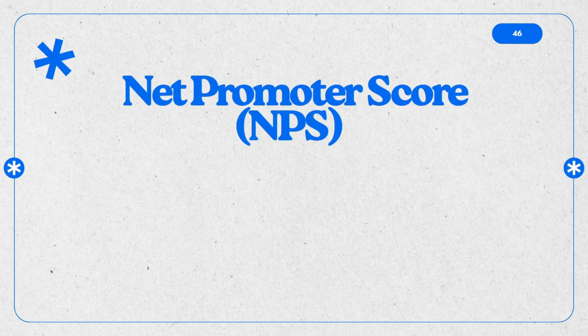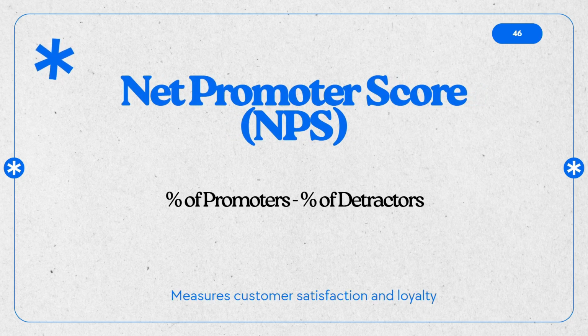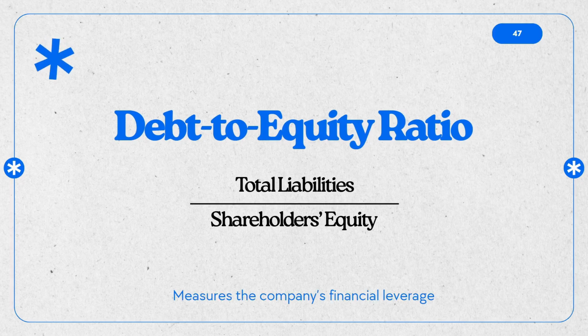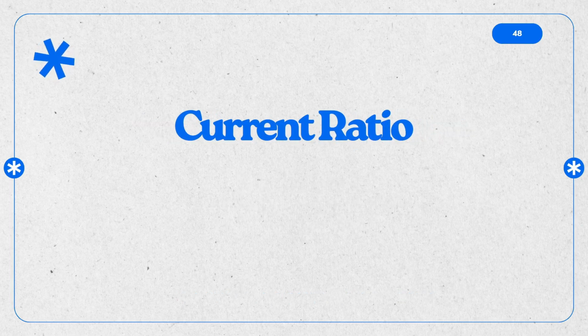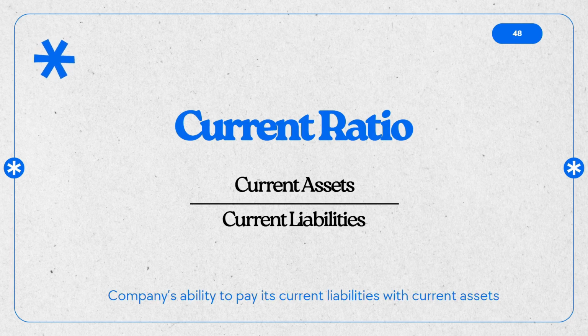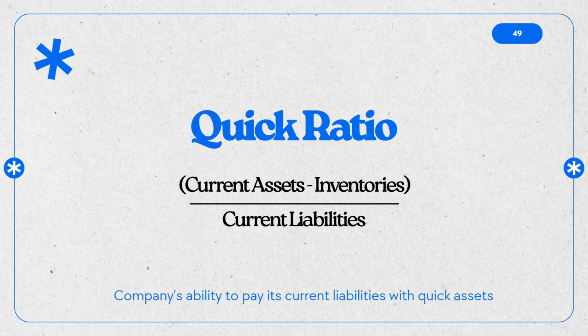Net promoter score, NPS, is percentage of promoters minus percentage of detractors. This measures customer satisfaction and loyalty. Debt to equity ratio, simple one. Total liabilities divided by shareholders' equity measures the company's financial leverage. Current ratio is current assets divided by current liabilities, the company's ability to pay its current liabilities with current assets. Quick ratio is current assets minus inventories divided by current liabilities. It shows the company's ability to pay its current liabilities with quick assets.